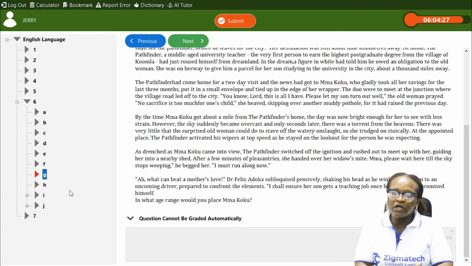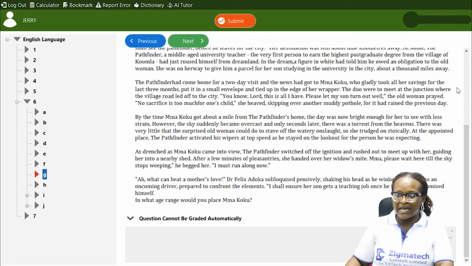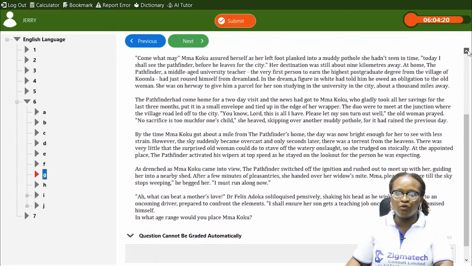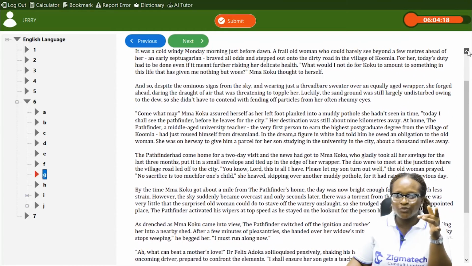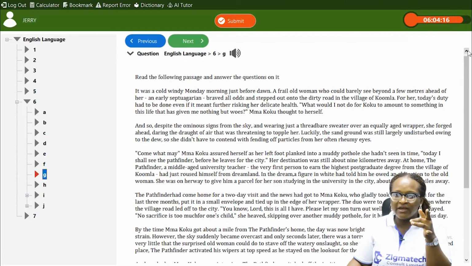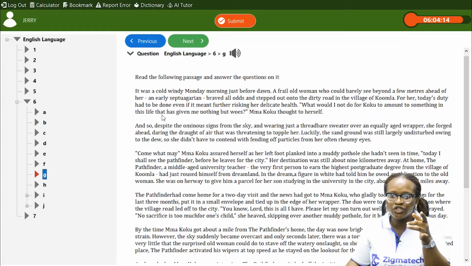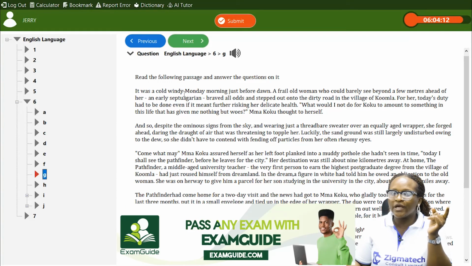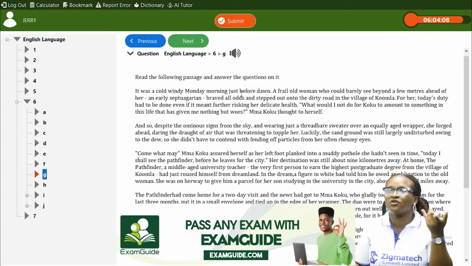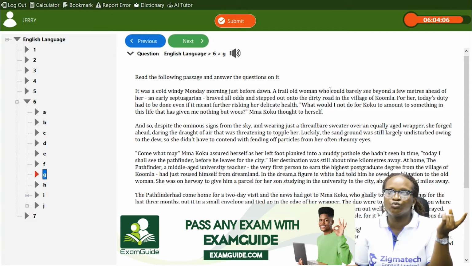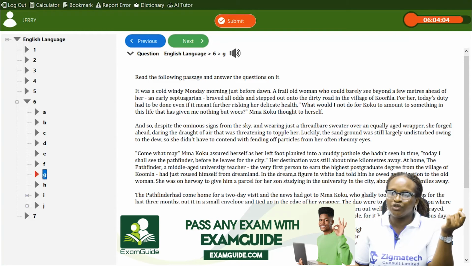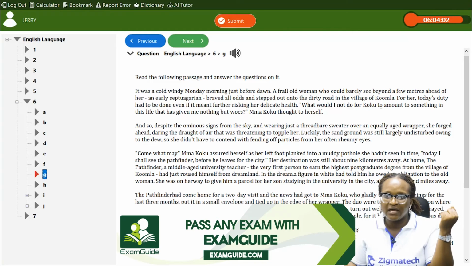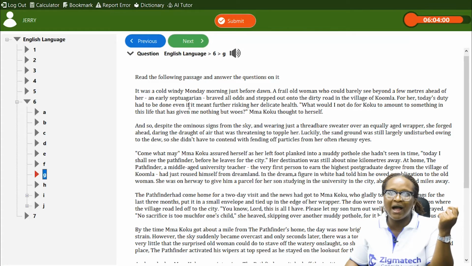G says, in what age range would you place Mmakoko? Remember, I analyzed it. In what age range? Go back to the first paragraph. That's where the answer is. Look at it. It said, it was a cold, windy Monday morning. That's almost an alliteration. Just before dawn, a frail old woman who could barely see beyond a few meters ahead of her. An early septuagenarian.